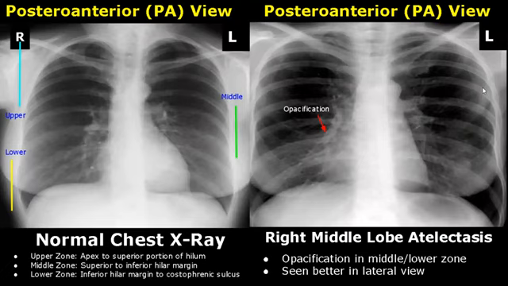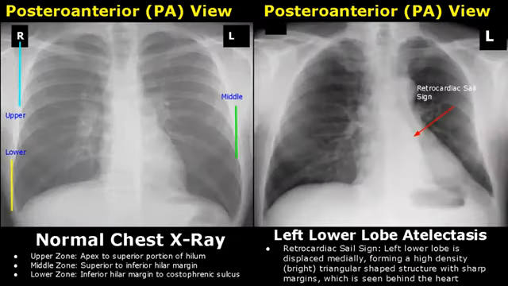Right middle lobe atelectasis is seen better in a lateral view. In a PA view, it just appears as an opacification in the middle or lower zone. It is a non-specific feature. This is an image of left lower lobe atelectasis. The left lower lobe is collapsed.